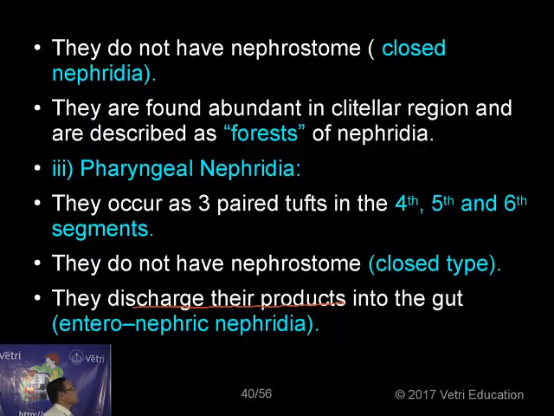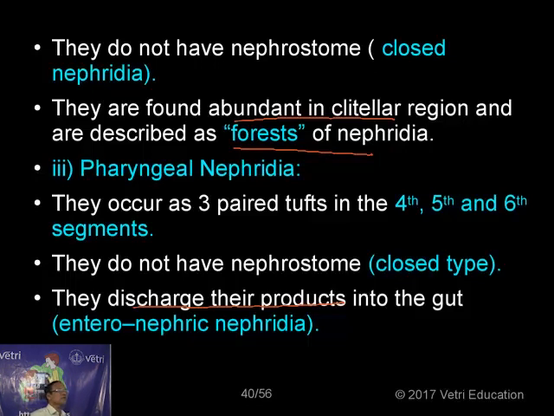Now the third type. They do not have nephrostome, hence called the closed type I mentioned above. So these micronephridia or integumentary nephridia are found in large numbers in the clitellar region. Hence that area is called forest of nephridia. When compared to other regions, the number of these nephridia is more in the clitellar region, hence called a forest of nephridia.